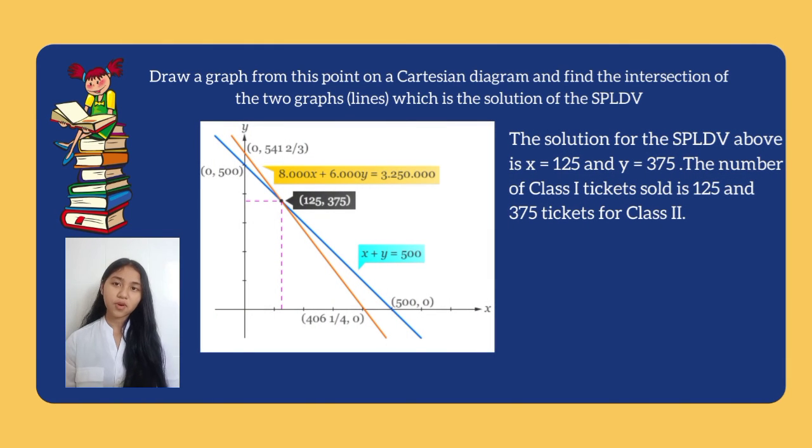Next, in the third or last step, we graph these equations in Cartesian coordinates. The graph of the above equations can be drawn by plotting the points we have found in the Cartesian coordinates, then drawing lines through the points to get the first equation and second equation. And then the solution for the SPLDV above is x equal to 125 and y equal to 375. The number of class 1 tickets sold is 125 and 375 tickets for class 2.